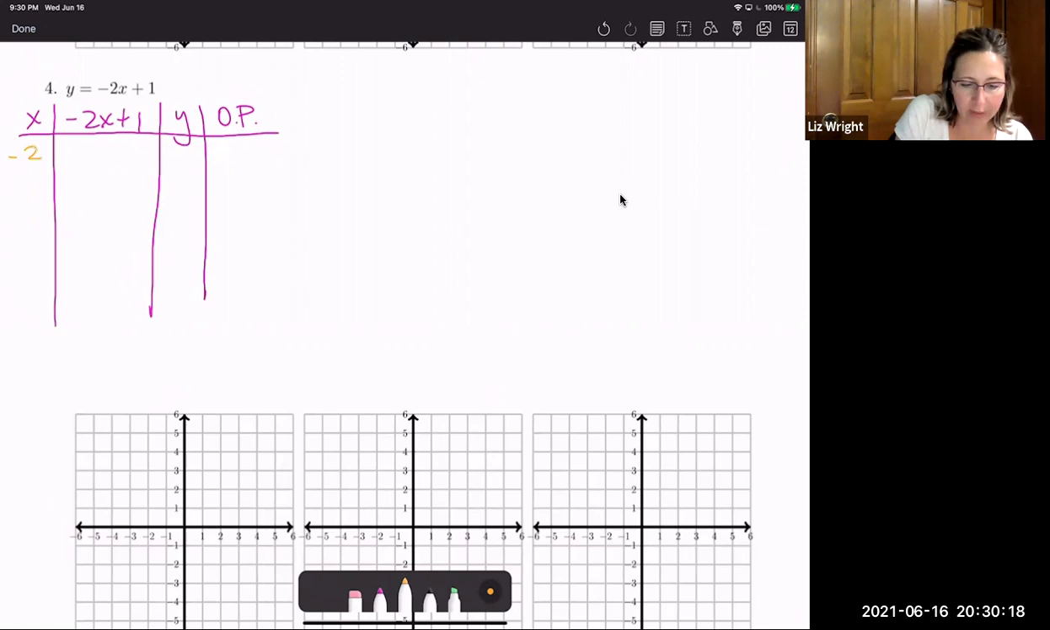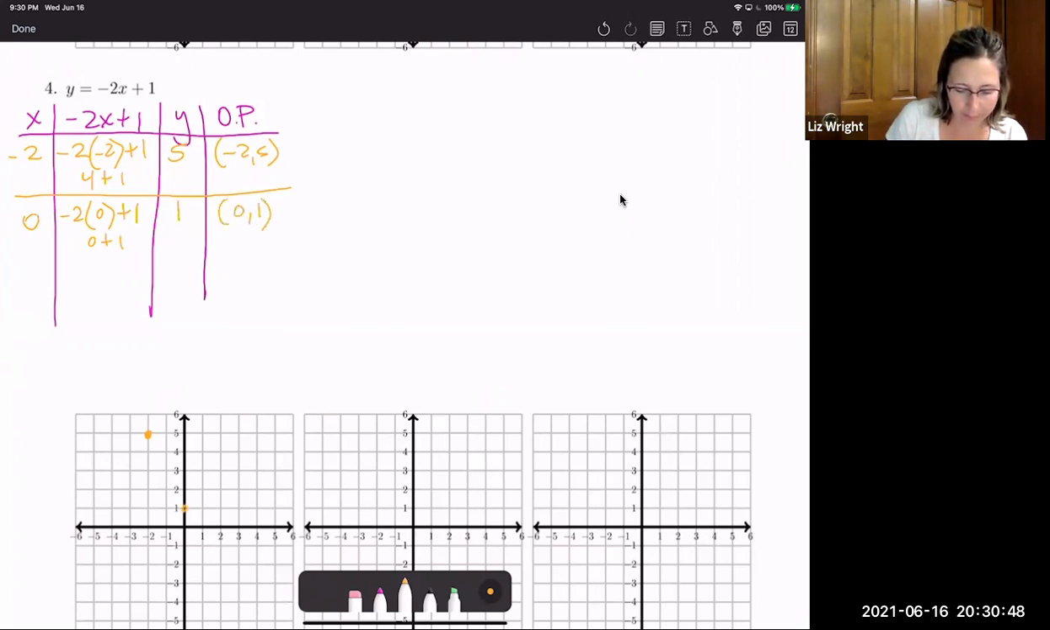All right, so we're going to do a -2. So we've got -2 times a -2 plus 1. -2 times a -2 is 4 plus 1, which is going to give us 5. And then we can graph the point -2, 5. Then I'm going to choose a 0. So then I've got -2 times 0 plus 1. -2 times 0 is 0 plus 1. And that gives me 1. And then I'm going to graph the point 0, 1.